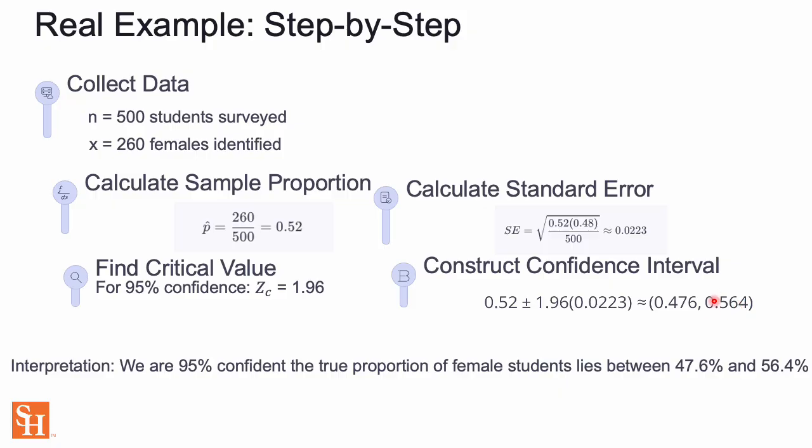And how do we interpret that? We say we are 95% confident that the true proportion of female students at Sam Houston State University lies between 47.6% to 56.4%, right? So now I think it is clear to all of you how we can calculate a confidence interval for a proportion, right?